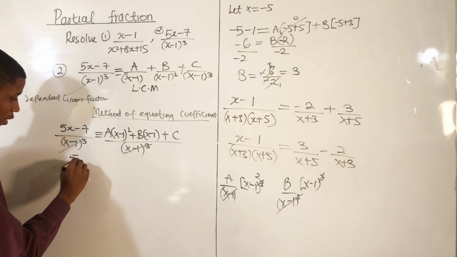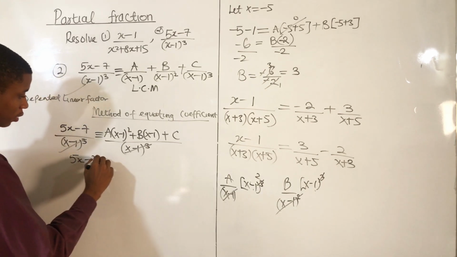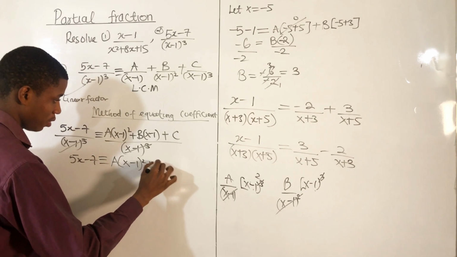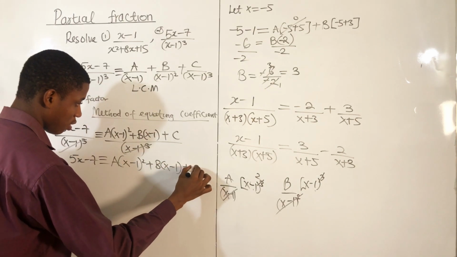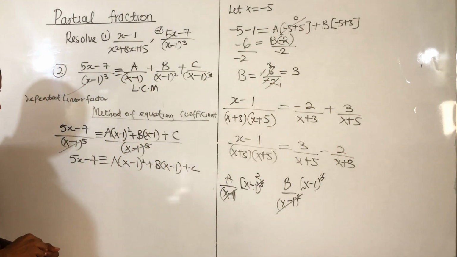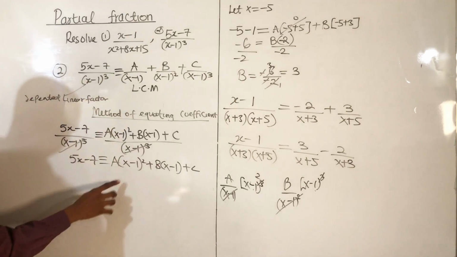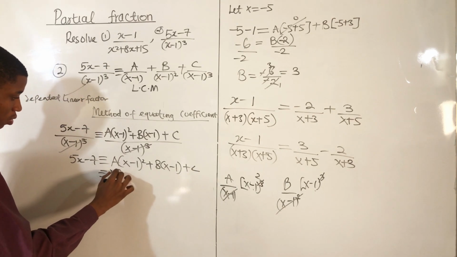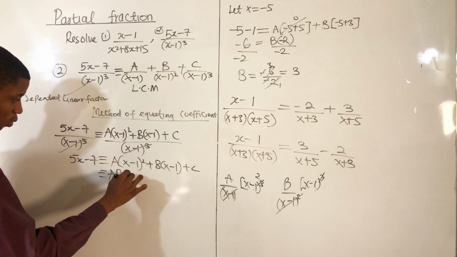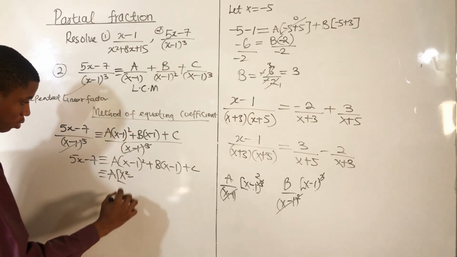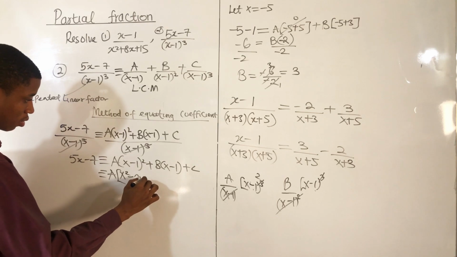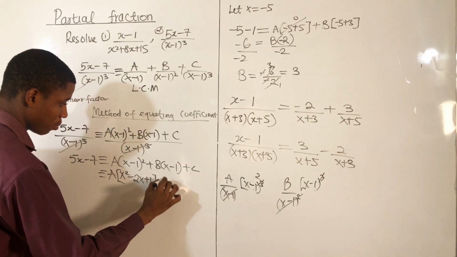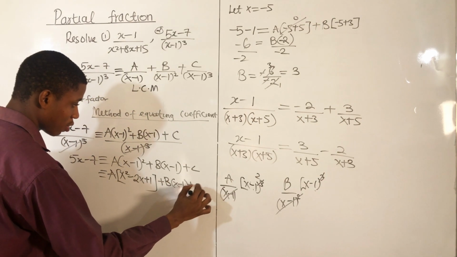You have 5x - 7 is assumed to be equal to a(x-1)^2 plus b(x-1) plus c. Now, when we reach this step, we're going to open the brackets and expand. First of all, we're going to expand (x-1) all squared. Using binomial expansion, this becomes x squared minus 2x plus 1, right? Plus b(x-1) plus c.